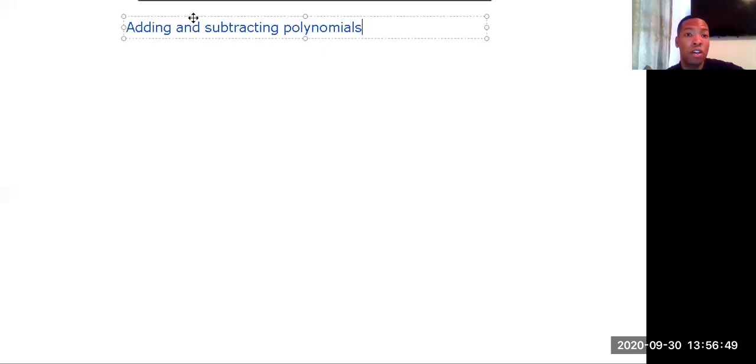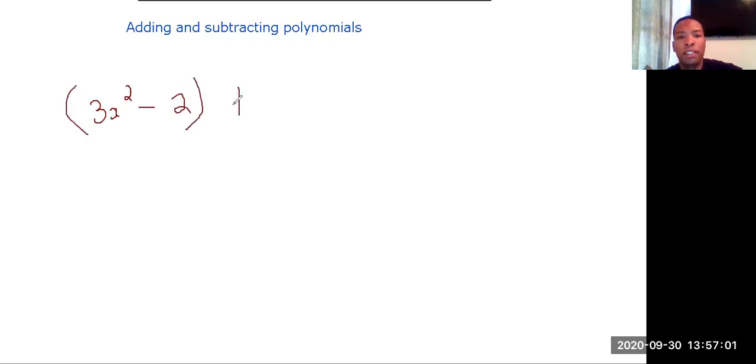On this computer, I want to go through just two examples real quick. Say, for instance, I have (3x squared minus 2) plus (4x) plus (8). I have these in parentheses, and they're there to confuse you. For example, we know that there's an imaginary 1 right here. I just don't need to put it.